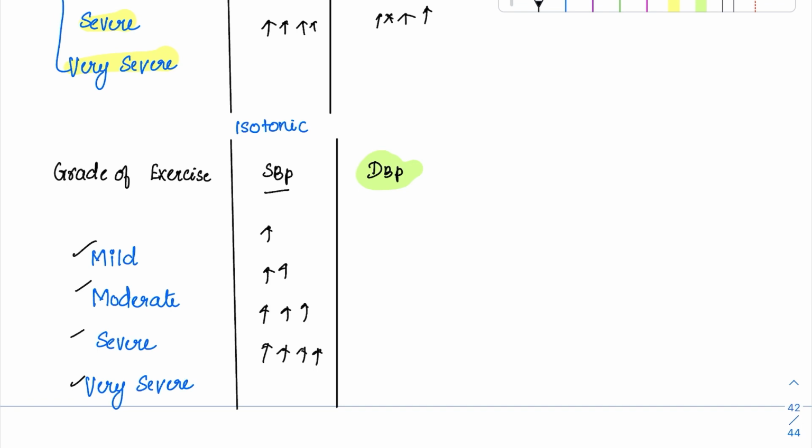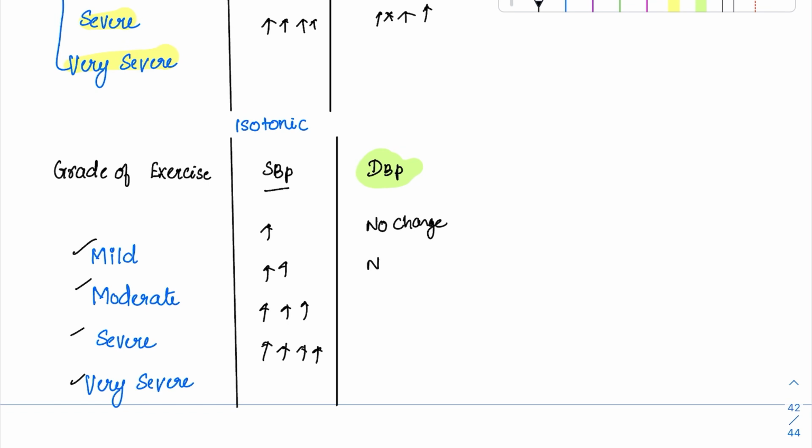Whenever that person is doing a mild exercise, there is not much of a change. No change happens in diastolic BP. But as and when the grade increases, what happens? In moderate exercise, it can be normal also, or slightly it can be decreased. Why is there a decrease here?